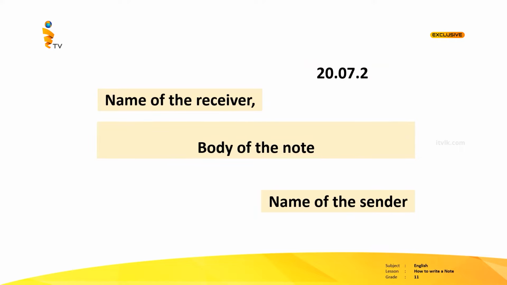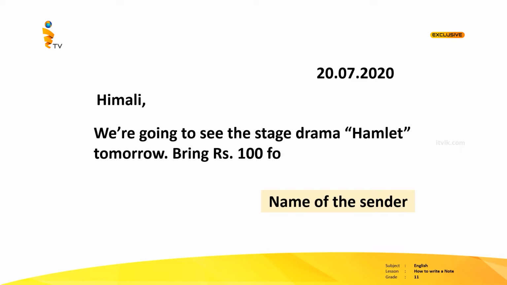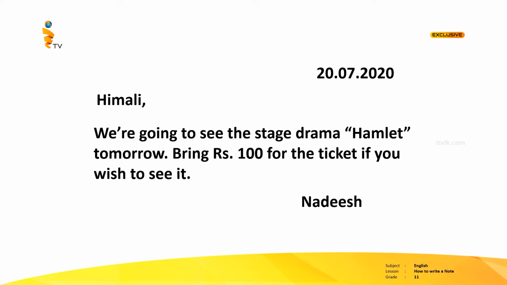Let's look at an example of a note. First, we write the date, then the name of the receiver. Next, in the body of the note, we write the message. We are going to see the drama Hamlet tomorrow. Bring ₹100 for the ticket if you wish to see it. And to end the note, we write the name of the person who writes the note.